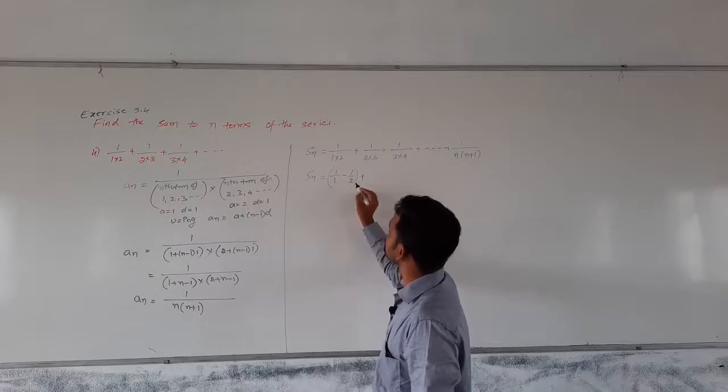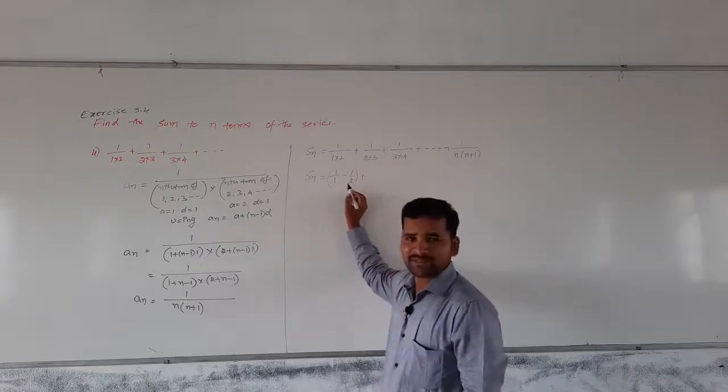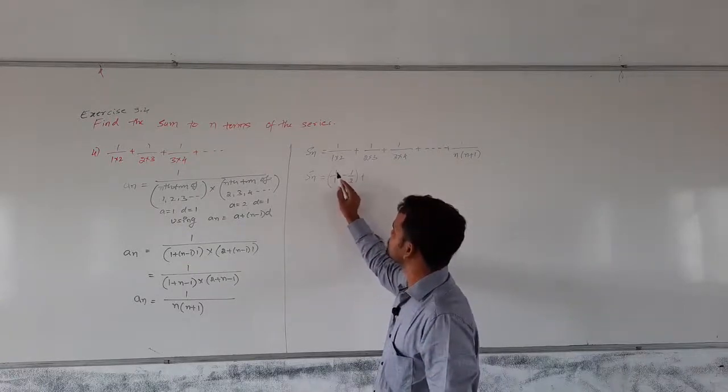If you multiply back, what happens, 2 minus 1 divided by 1 into 2.